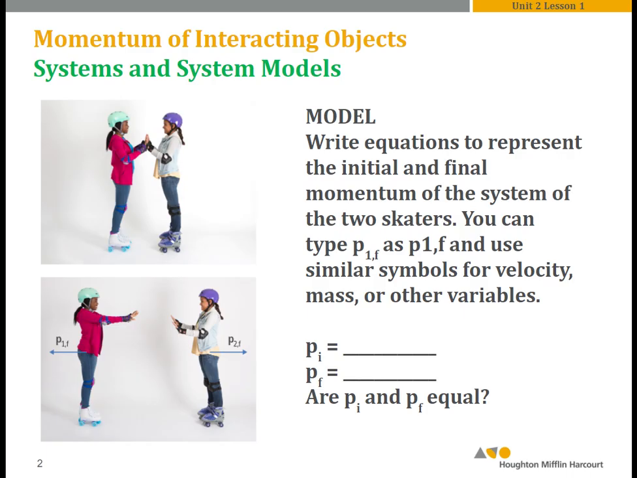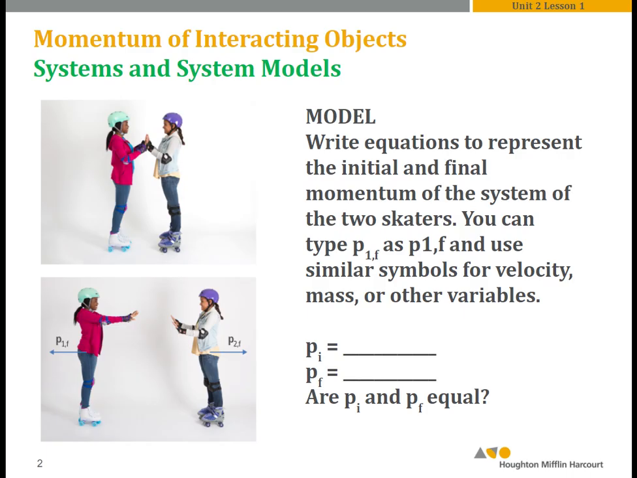Now, will they move the same? Will they accelerate at the same rate? Will they move the same distance? Will they move at the same speed? And the answer, of course, is no, because of Newton's second law of motion. Remember, Newton's second law of motion says force equals mass times acceleration. So unless these girls are both the exact same mass, they won't accelerate at the same rate, even when the same force is applied on both of them.